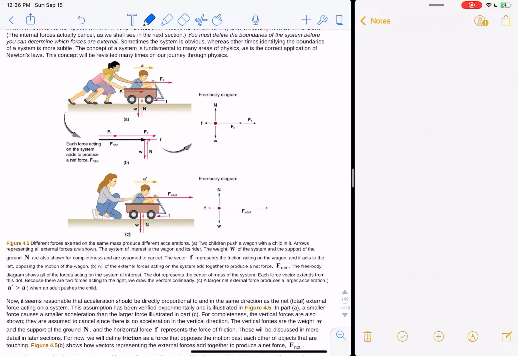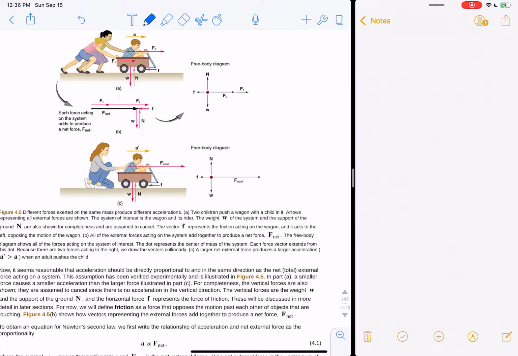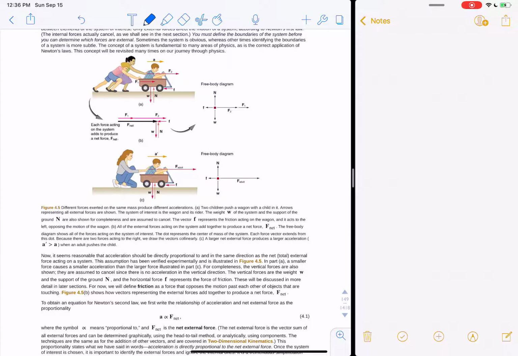And then we've got another example where you have just one person pushing, so we only have one force, but it's a bigger force because it's an adult pushing on an adult child. You push on the wagon like that, and the length of that vector is the strength of the push. You've got the same friction in the opposite direction, and your net force gives you that net acceleration. So that's what you're going to be doing with these problems.